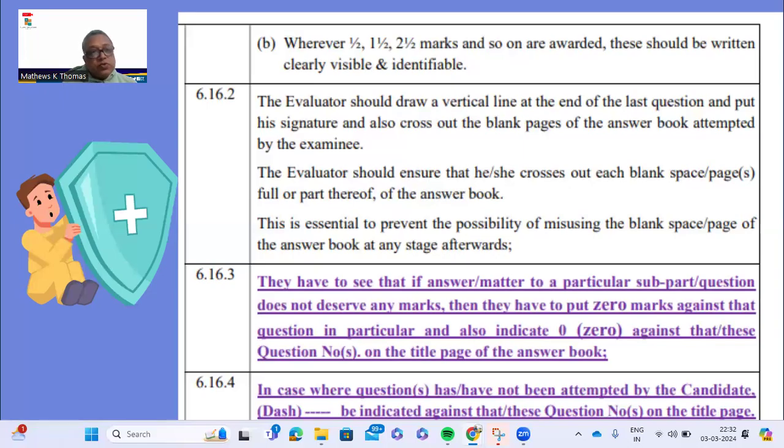17 is attempted, but it is wrong. There you will put 0. So this is very important for people who are going to evaluate the first time, so that you don't create any confusion for the coordinators at a later stage.